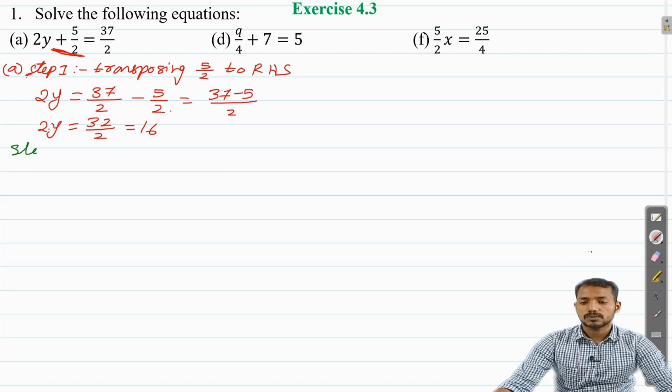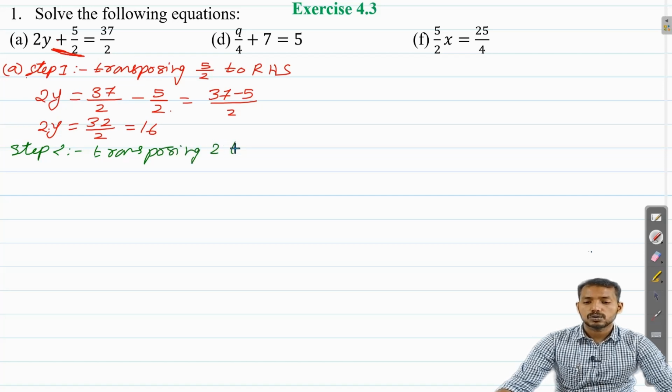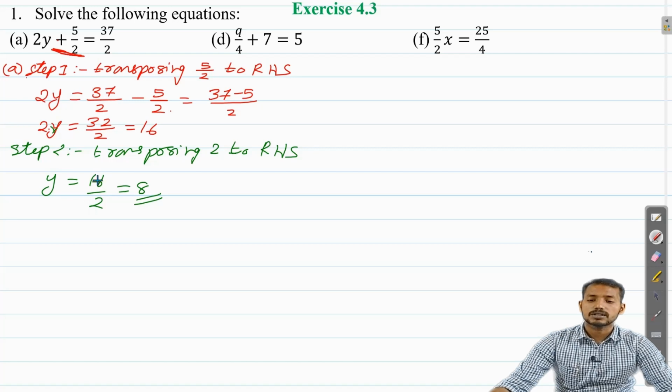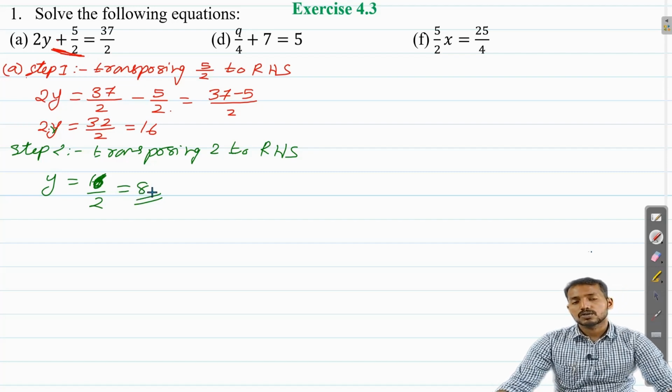In step 2, transposing 2 to RHS. We get y is equal to 16, and the 2 will be shifted to division by 2, which is equal to 8. 16 divided by 2, 8. So y equal to 8 is the solution of this equation.